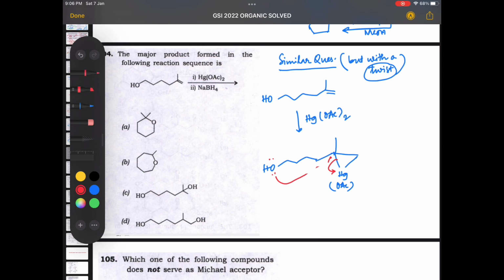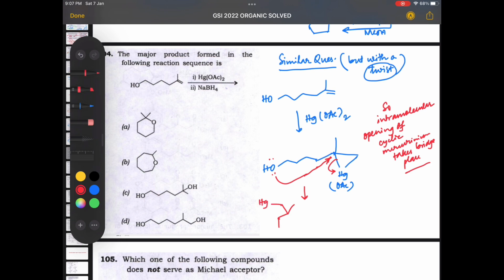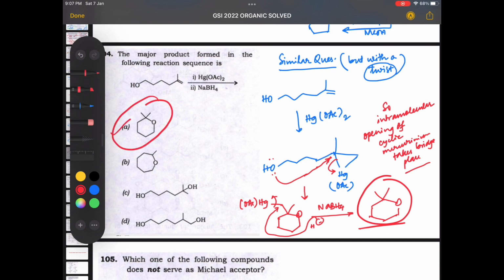So this is what is happening in the reaction. The OH which is already present in the substrate undergoes intramolecular attack, and that opens up the cyclic bridge. Once again, we see that OH is attacking in a regioselective manner, so the more substituted carbon is getting attacked, and this would give us a 6-membered ring. So this also yields a 6-membered ring. This is the product that we get, and after that NaBH4 once again does its job: H minus forms a C-H bond, and hence this is the product for this question. So option A is our correct answer.